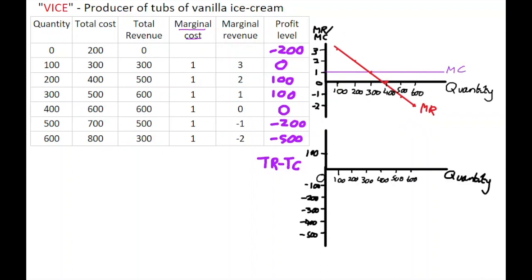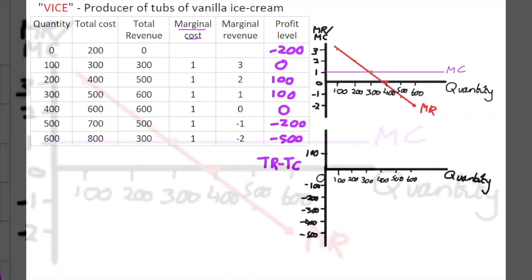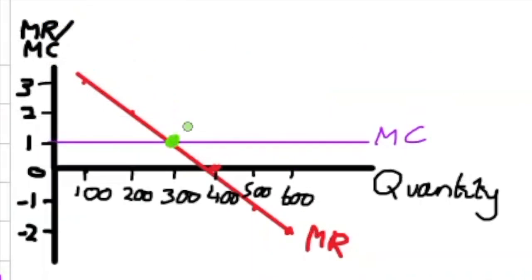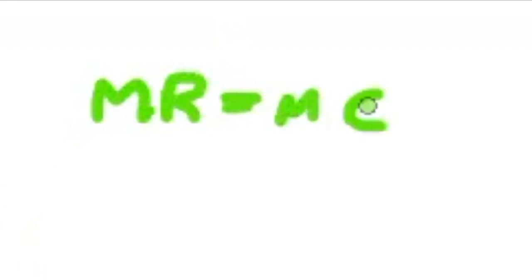And the intersection point of both of these, we'll mark it in here now, comes at an output level of 300, and this point is going to be quite important. That intersection point is where marginal revenue equals marginal cost.